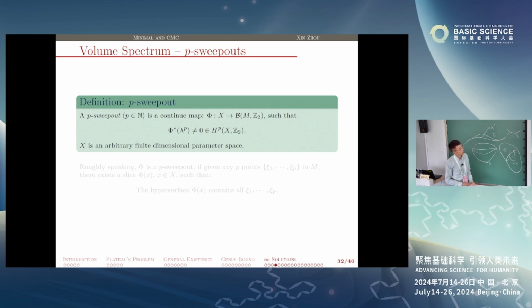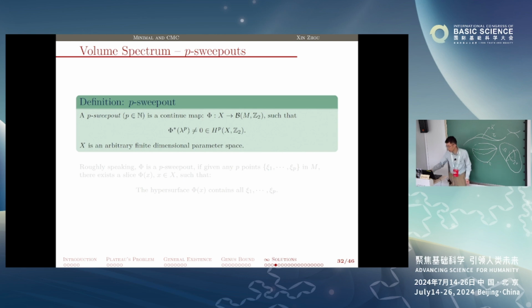algebraic topology. So consider, for instance, a k-parameter family of hypersurfaces. The parameter space is X, a k-parameter family. Now, there's a single generator in the cohomology ring, which takes its p-th power and pulls it back. If this is non-trivial in the cohomology group, we call that a p-sweepout. This is the analog of RP^k inside RP infinity.